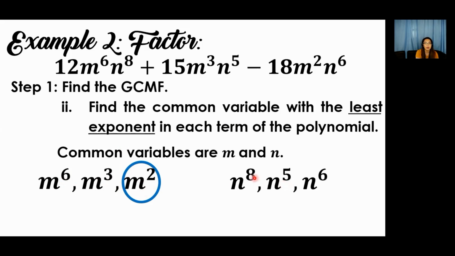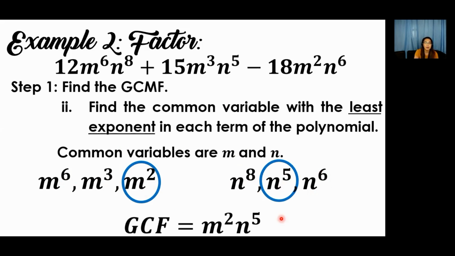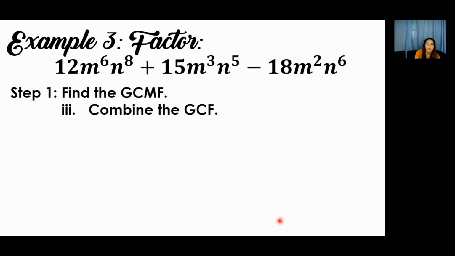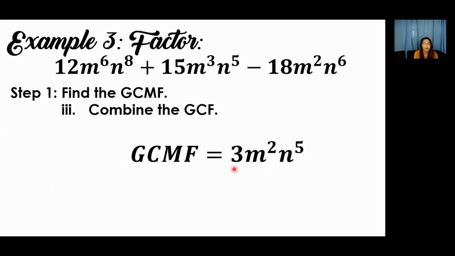And then for our variable n, we have n to the 8th, n to the 5th, n to the 6th. Alin ang pinakamaliit na exponent? That is n to the 5th power. So that will be our GCF for n. When we combine that, two variables, our GCF for the variable will be m squared n to the 5th power. And then, under step 1 in finding the GCF, yung ating pang third process dyan is to combine the coefficients and the variable or the GCMF of the coefficient and variable. So, this is our GCMF, 3m squared n to the 5th power.